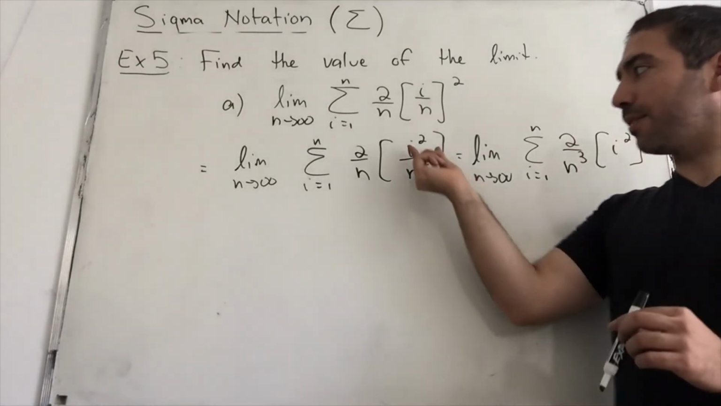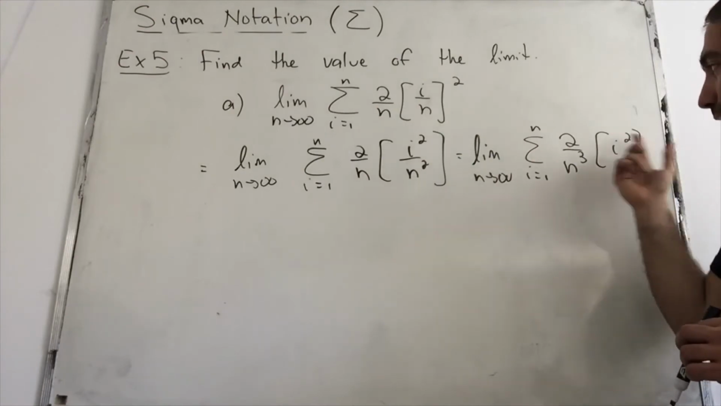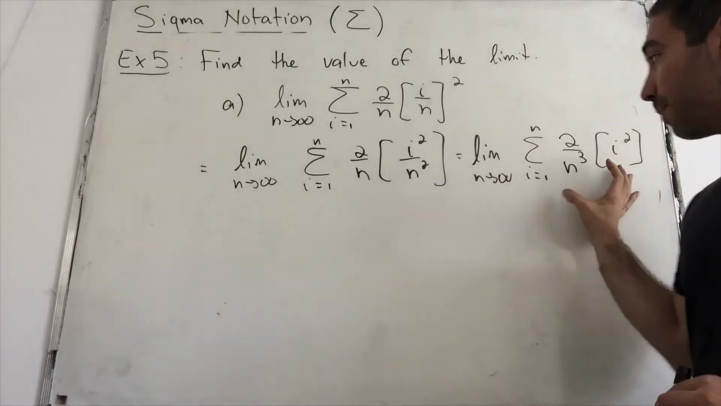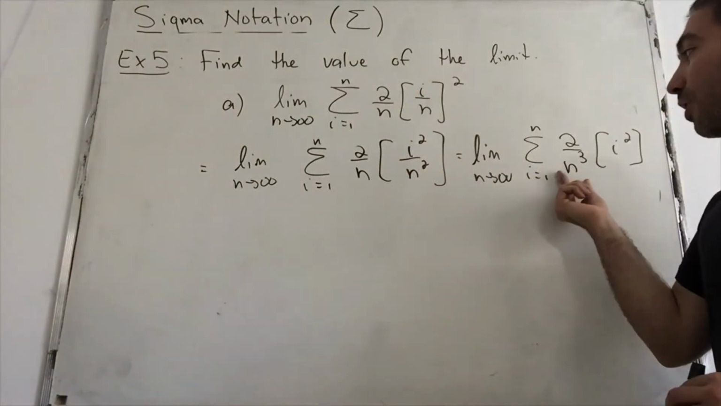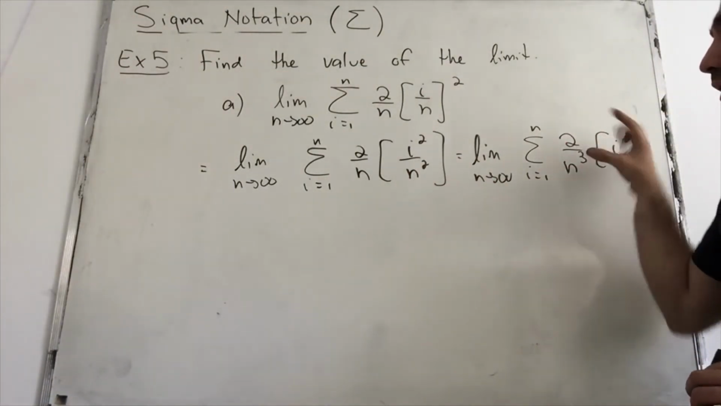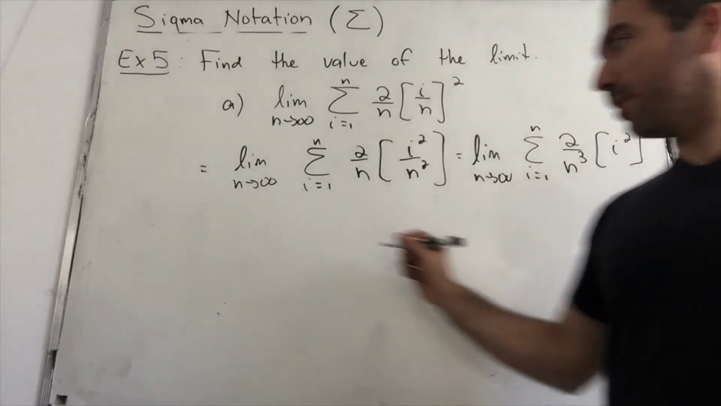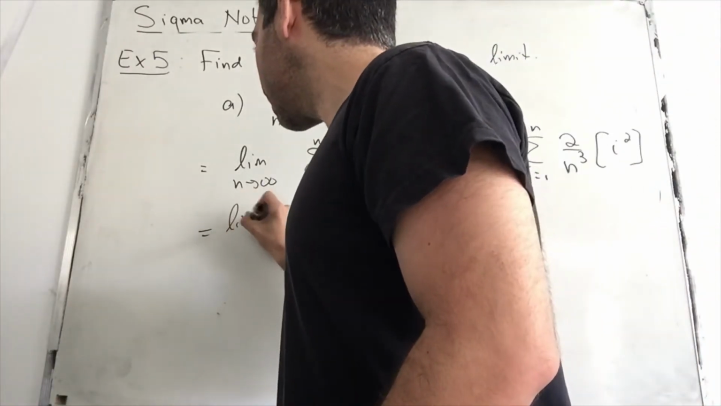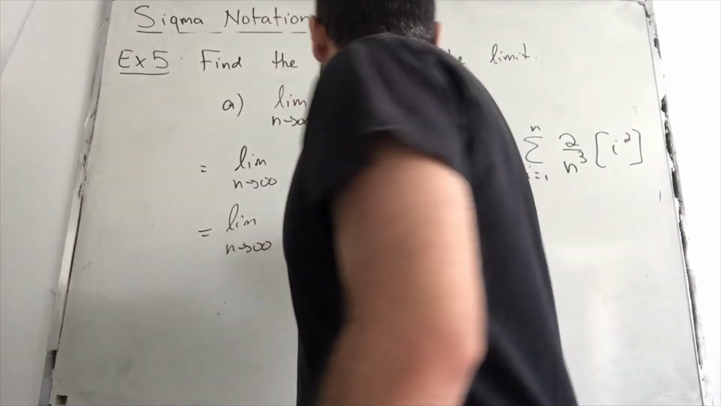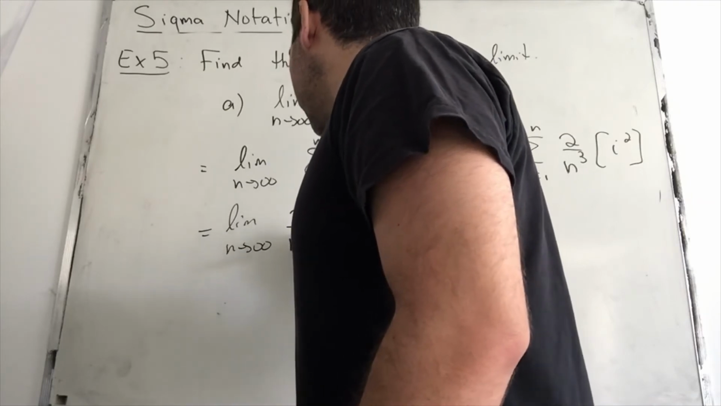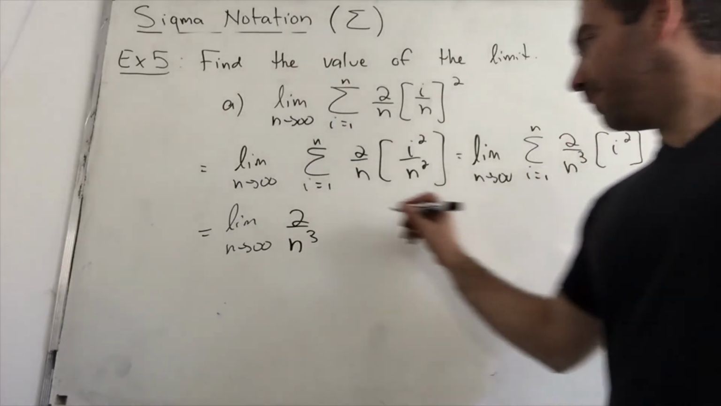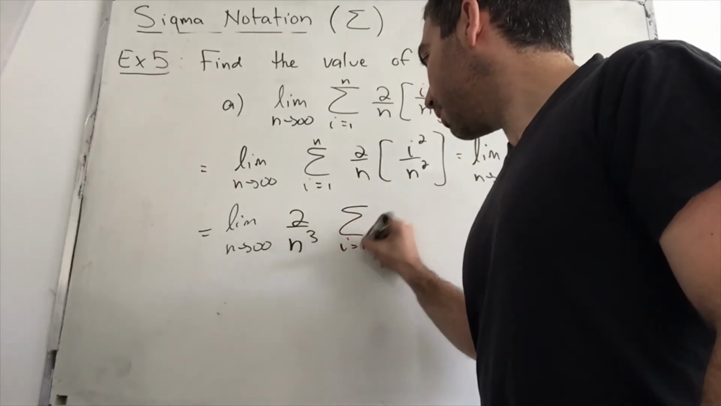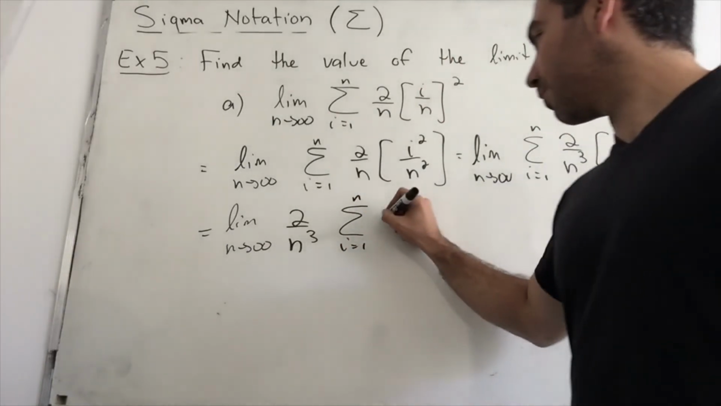So notice that I'm singling out the i squared. Anything that has an i, we have to keep in the sum. Anything that doesn't have an i, we can pull out of the sum because we can treat it as a constant. This is just some value, it's a number. We're going to pull this out of the sum. We don't have to worry about it. So what we get is the limit as n goes to infinity. In this case, we have 2 over n cubed pulled out, leaving us with the sum i equals 1 to n of i squared.